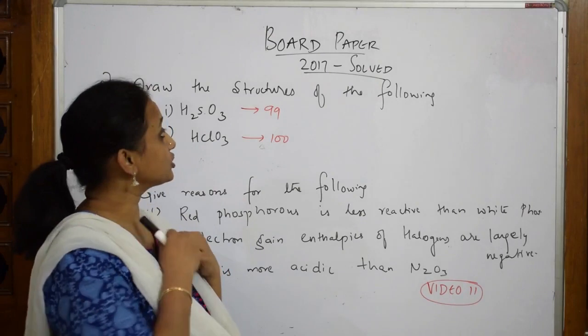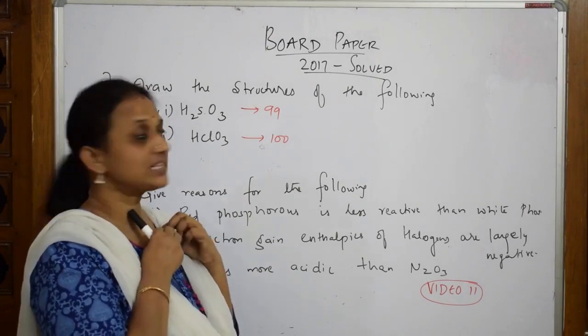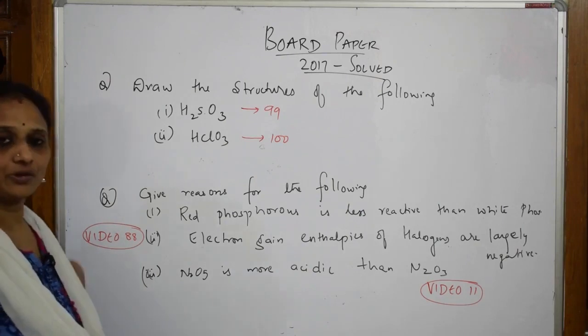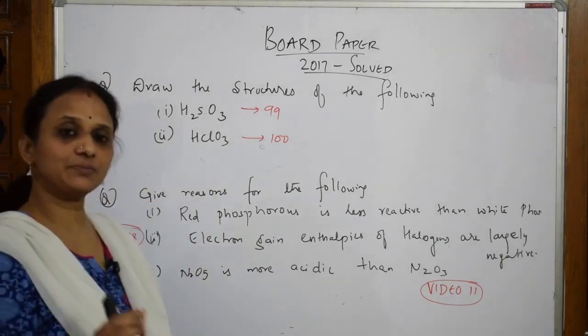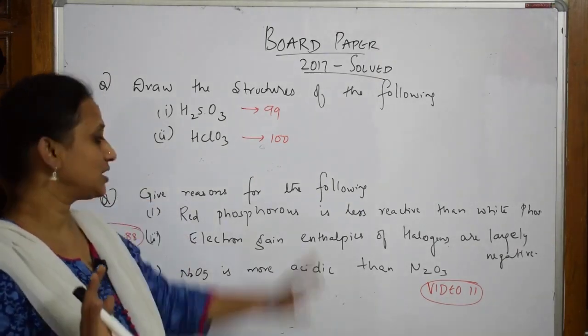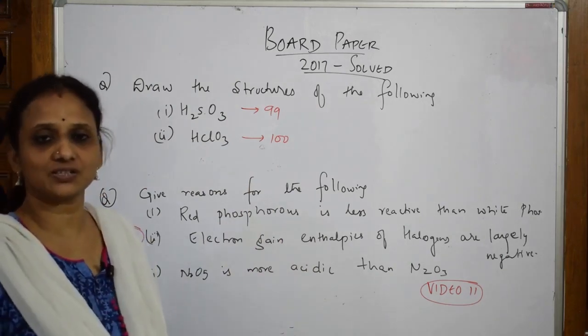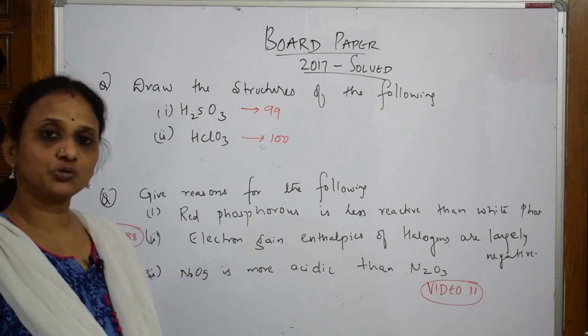Let's come back and start your 2017 paper. So in the 2017 paper, let's read the question again. Draw the structures of the following. As I said, in every question paper they will give you draw-the-structures and reasoning questions. Please, that is the reason I've done so many videos on structures and reasoning questions. Go through all the videos.